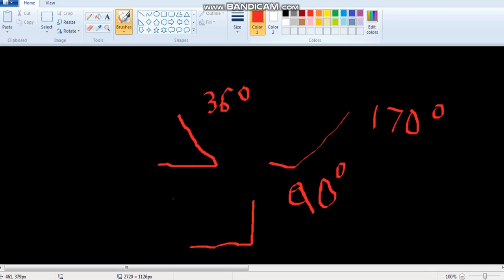So let's review. Acute angles are less than 90 degrees, obtuse angles are more than 90 degrees, and right angles are 90 degrees.